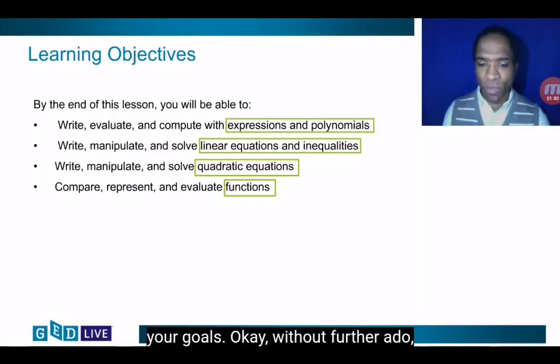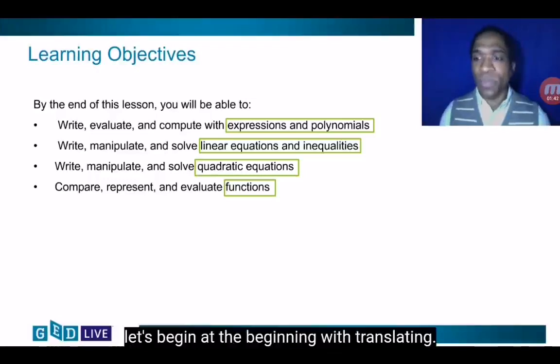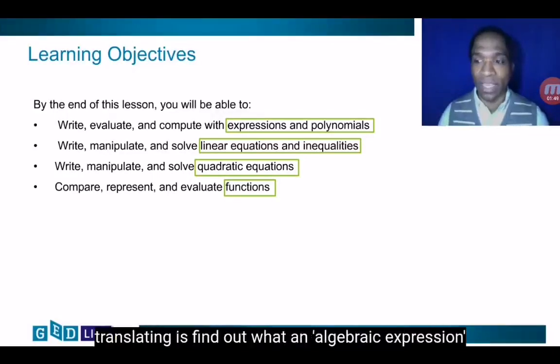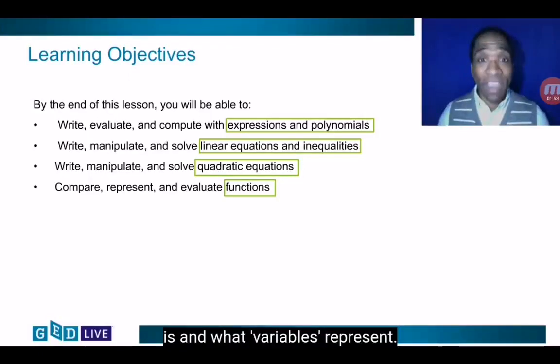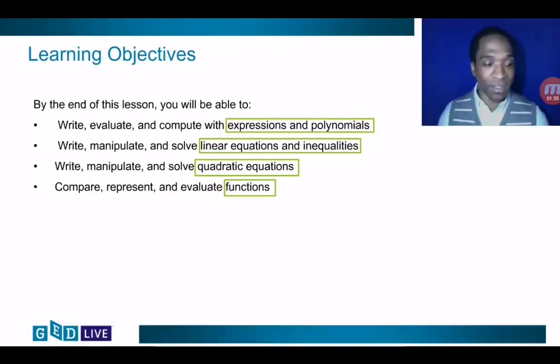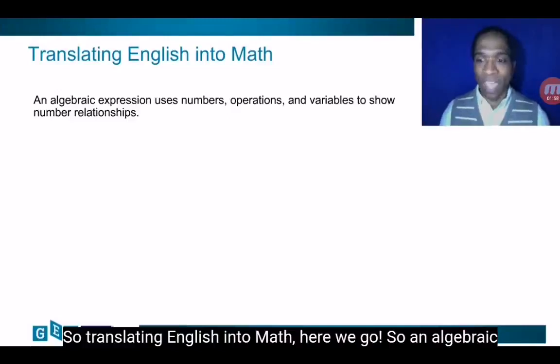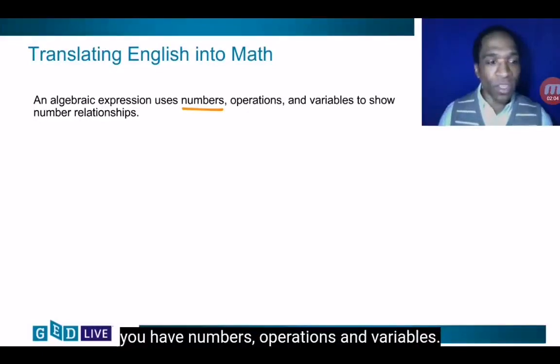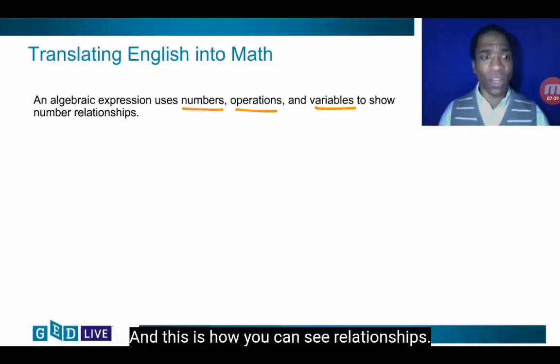Okay, without further ado, let's begin at the beginning with translating. And the very first thing we're going to do in translating is find out what an algebraic expression is and what variables represent. So translating English into math, here we go. So an algebraic expression, what's going on inside of that? Well, you have numbers, operations, and variables. And this is how you can see relationships.